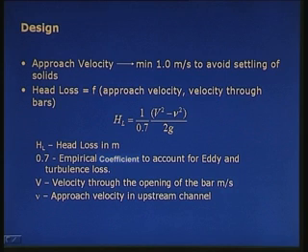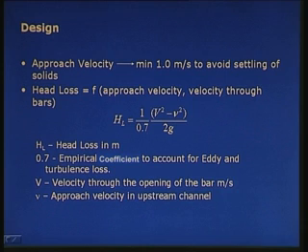That is given by HL = (V² − v²) / (0.7 × 2g), where HL is head loss in meters, and 0.7 is an empirical discharge coefficient to account for eddies and turbulence losses. Capital V is the velocity through the opening of the bar, in meters per second. Small v is the approach velocity in the upstream channel, also in meters per second.